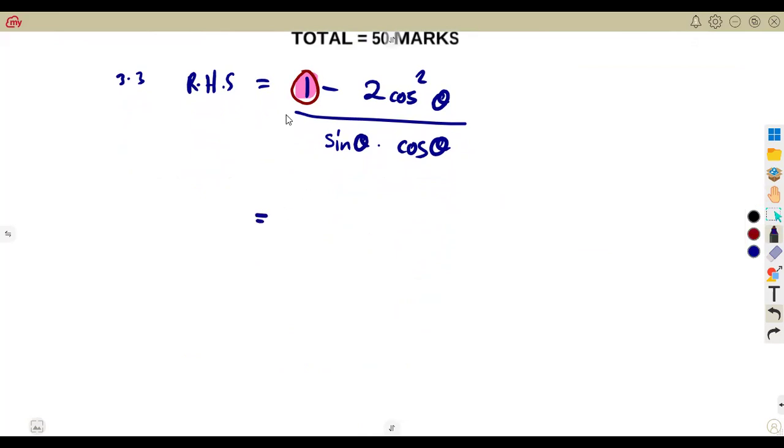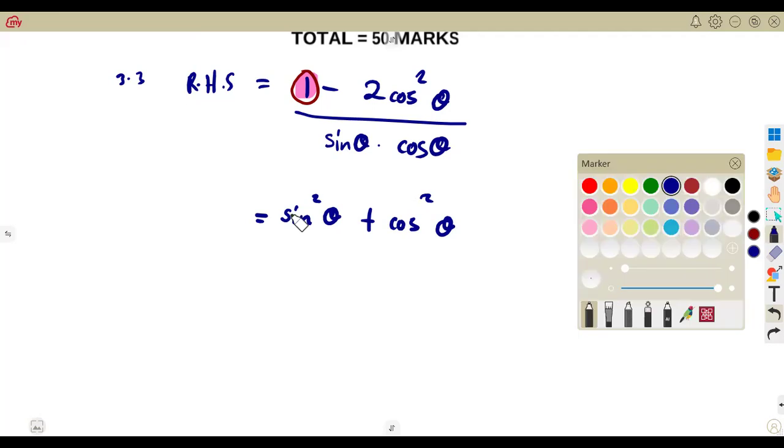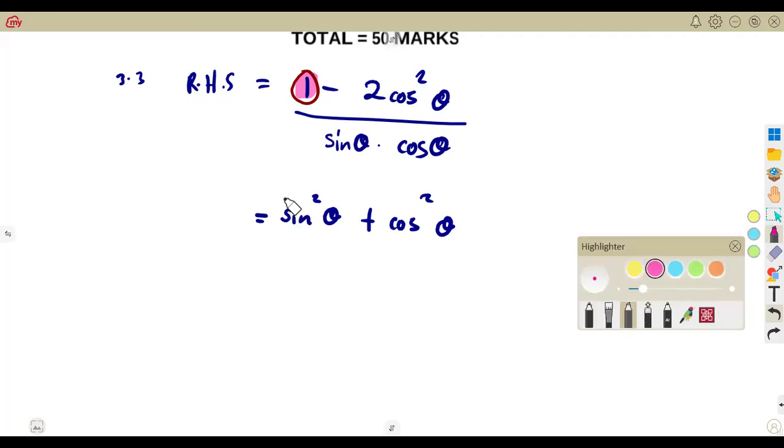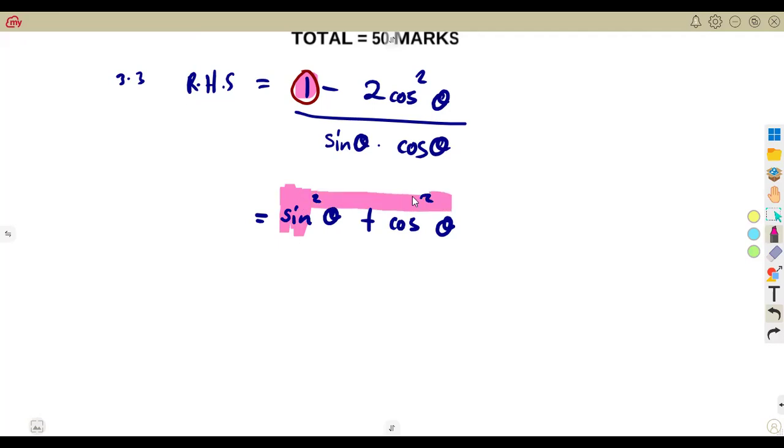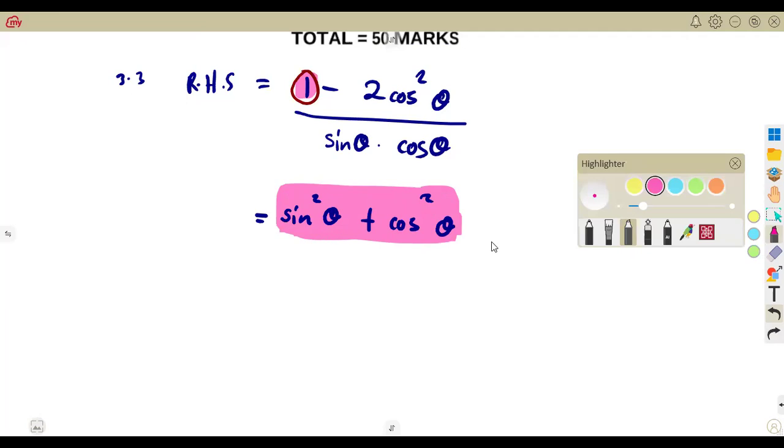So 1 is the same as sine squared, in terms of theta. If they use x, you write it in terms of x. If they use a, write it in terms of a. So that's sine squared theta plus cos squared theta. We have replaced the 1 with its equivalent identity here. All this identity that we are seeing here is the same as 1. We just removed a 1 and placed that identity.